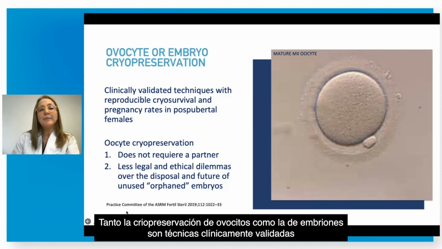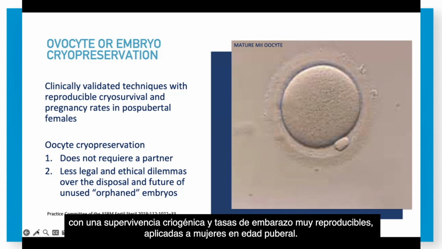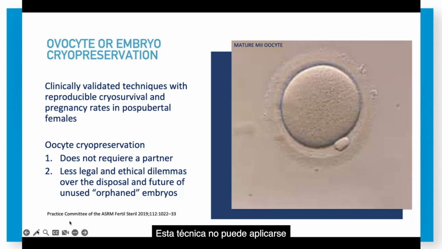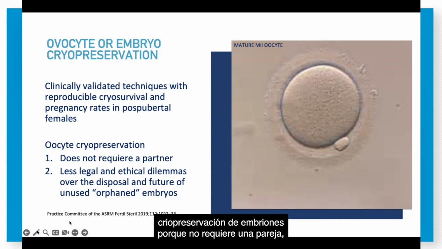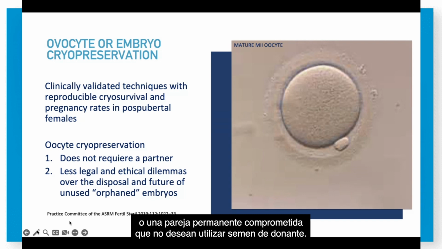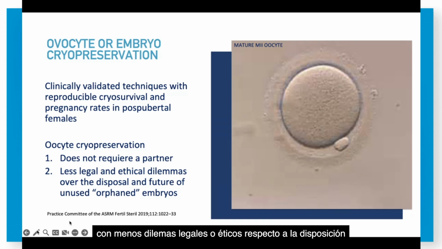Both oocyte or embryo cryopreservation are clinically validated techniques with very reproducible cryosurvival and pregnancy rate in post-pubertal females. This technique cannot be applied to children before puberty. However, oocyte cryopreservation does have some advantages over embryo cryopreservation because it does not require a partner, and this can be an important issue for women without a husband or a committed partner who do not wish to use donor sperm. And also, it is associated with less legal or ethical dilemmas over the disposal in the future of unused orphaned embryos.